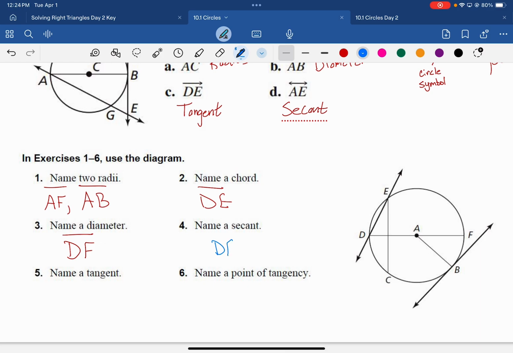DE. Okay. What symbol goes on top, though? A line. So how many arrows? 2. So good. This is a good example. You see how number 2, when we made DE a segment, we said just from point D to point E, it starts and stops with those. That means it's a chord. But if it goes on forever and it passes through those 2 points, that makes it a secant. Okay?